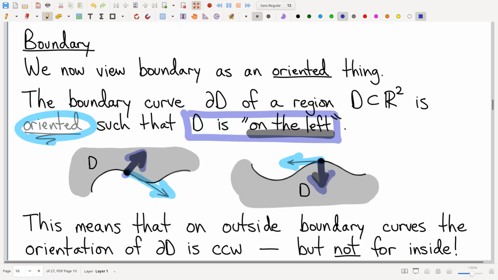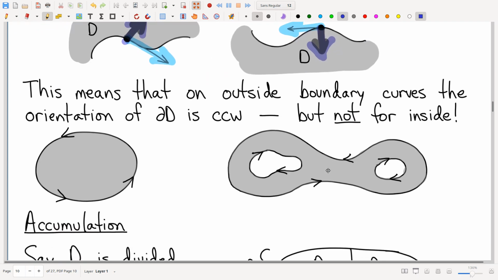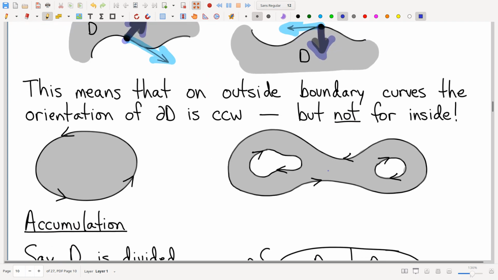Right? So it's not as simple as always left, always right. But whatever direction you're walking, the region is on your left. Now, here's another oversimplification that students like to do.